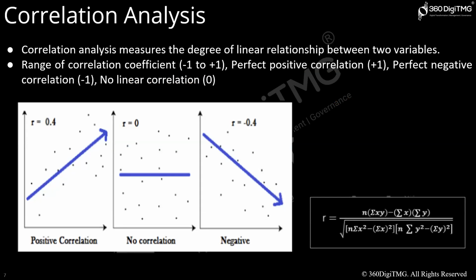So correlation analysis measures the degree of linear relationship between two variables. Okay. Range of correlation coefficient: -1 to +1. Here +1 is a perfect positive correlation and -1 is a perfect negative correlation. And if it is 0, then it has no linear correlation at all.